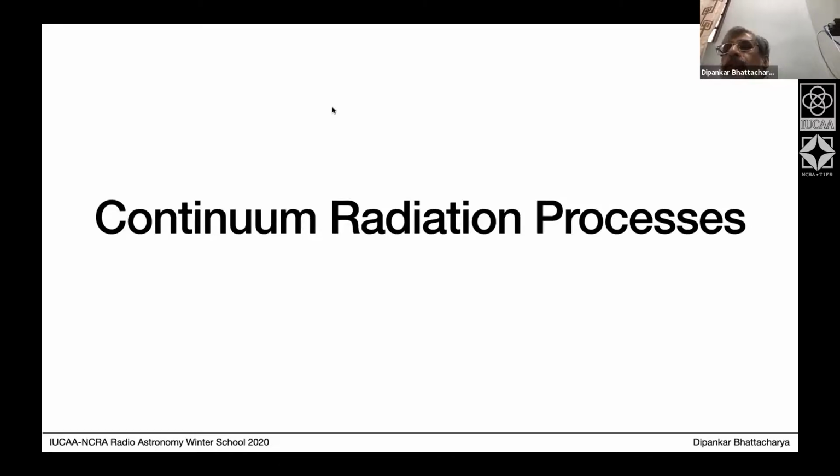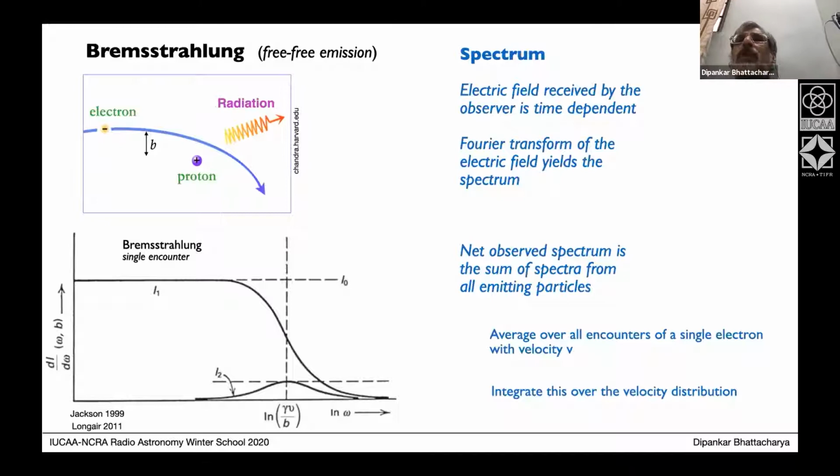So let's begin. Next slide, please. So the first process that I will describe is called Bremsstrahlung. Bremsstrahlung is a German word which means braking radiation. So if you have a charge and if you brake its motion or accelerate it, then it produces radiation.